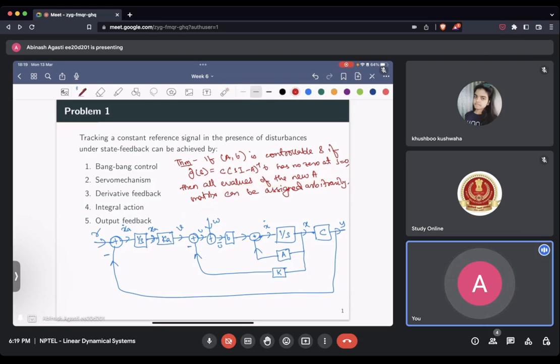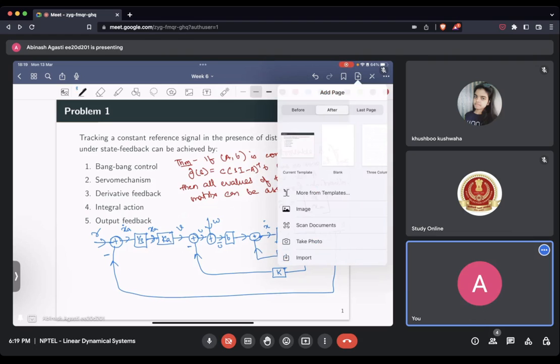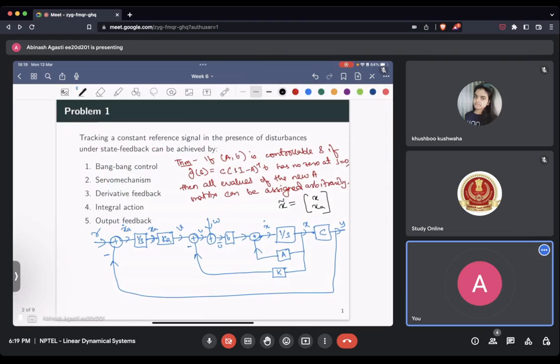So what is the new A matrix? What we do is we now take the new state vector as x and xa stacked together. Alright, so now let's take some time. I'll copy this here.